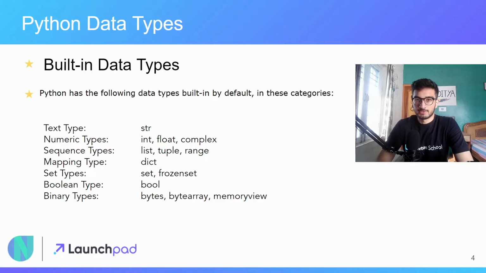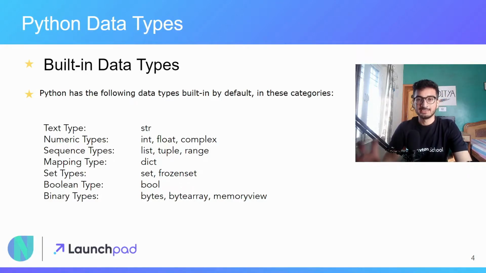And without any further delay, let's get started with data types in Python. So what are data types? In the last video, we took up what are variables. Variables are basically named memory locations. And if you haven't seen that video, you can check it out using the I button on top.